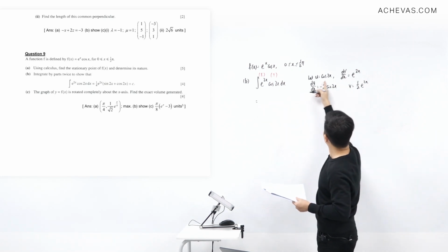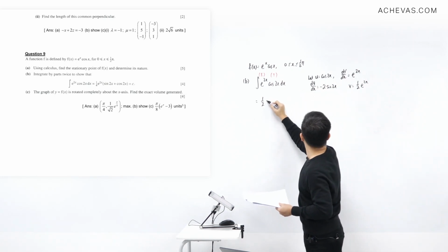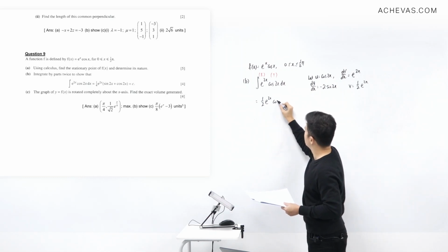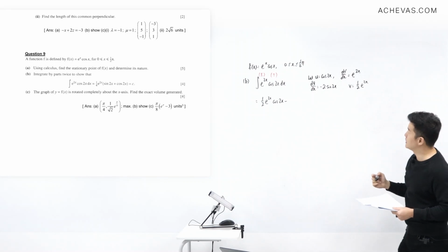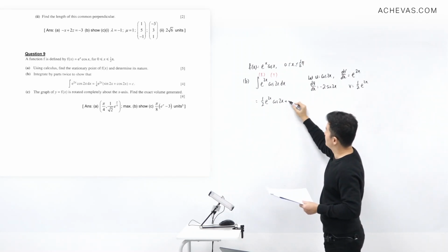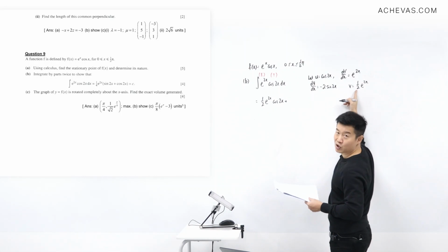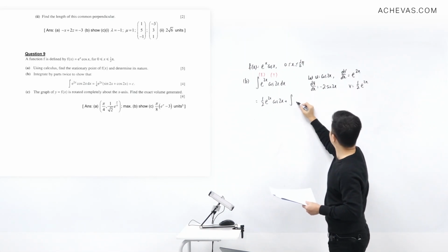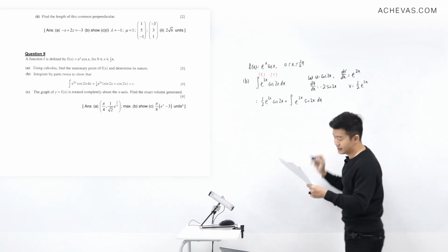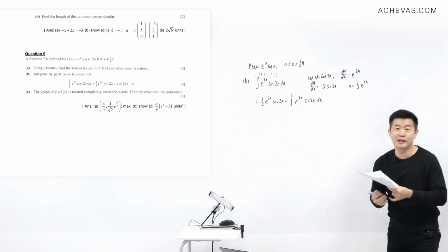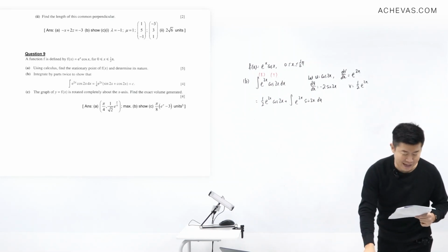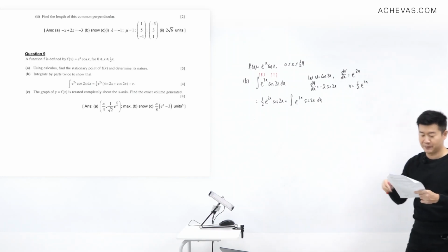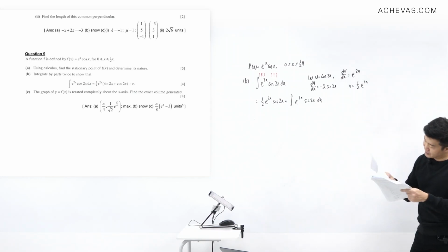So this is going to be equal to uv, half e to the power of 2x cosine 2x, minus integration of v multiplied by du dx. So minus, I'm going to take it out, it will become plus. 2 multiplied by half is going to become 1. So we are going to be left with e to the power of 2x sine 2x dx. And in order for me to continue to integrate this, I'm going to apply integration by parts one more time, especially when that is the hint that is given to us by the question. So let's try to integrate this by parts again.